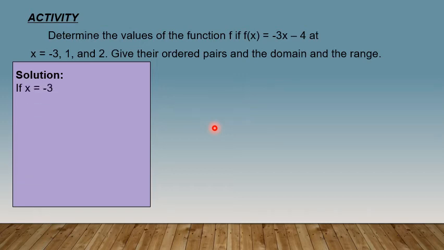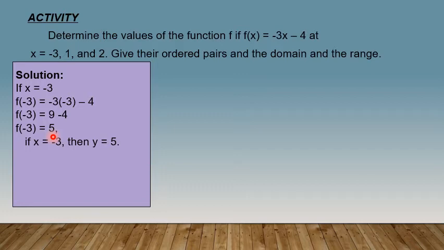So x equals -3. Then we're going to substitute. So -3 times -3 is +9. So it's this one. 9 minus 4 is 5. So the range is 5 and the domain is -3. So the pair here is (-3, 5).